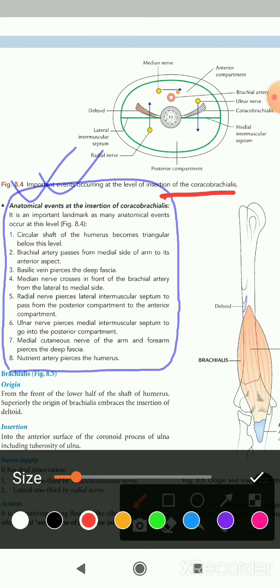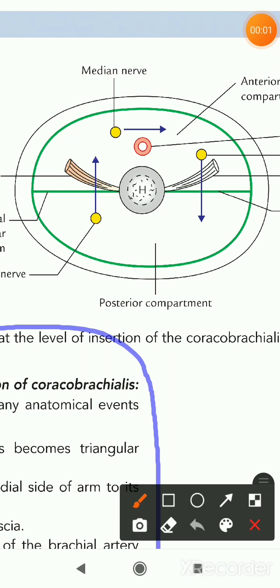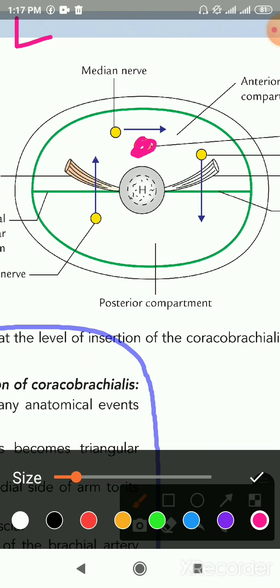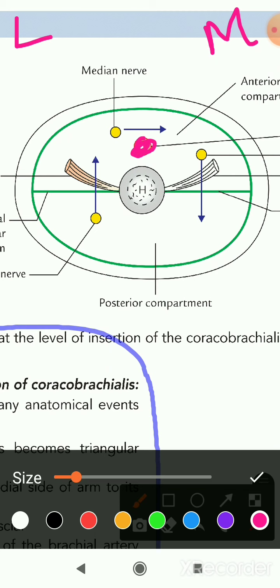This is the median nerve. So this is a picture at the level of insertion of coracobrachialis. This is the brachial artery. The brachial artery moves from the medial aspect to the anterior aspect. This is the lateral side and this is the medial side. Okay. Then the basilic vein pierces the deep fascia, and the median nerve, this is the median nerve, moves from the lateral side to the medial side in front of the brachial artery.